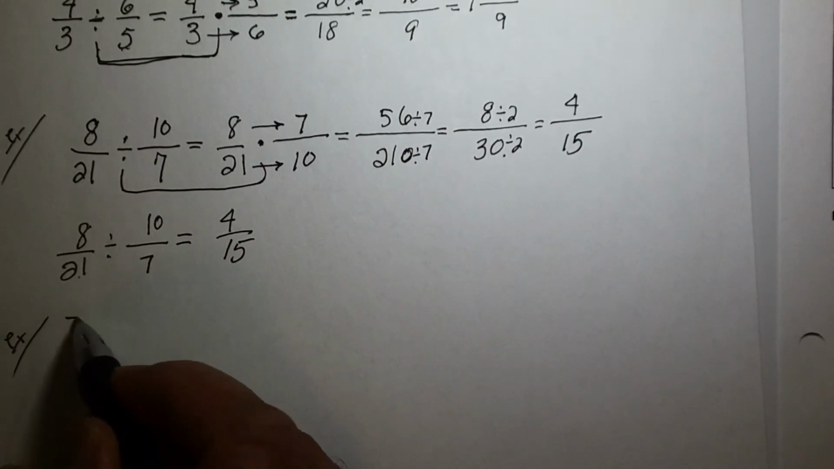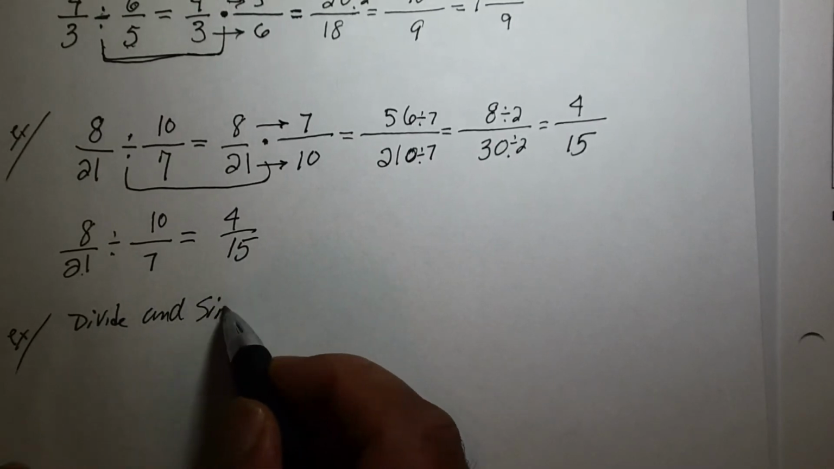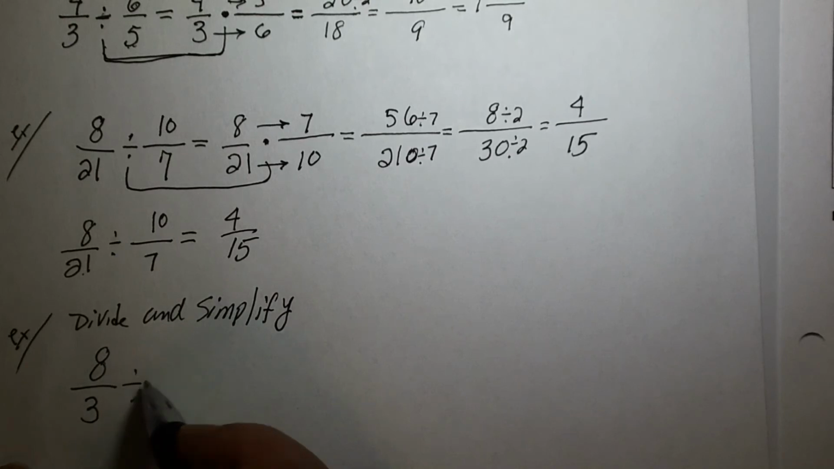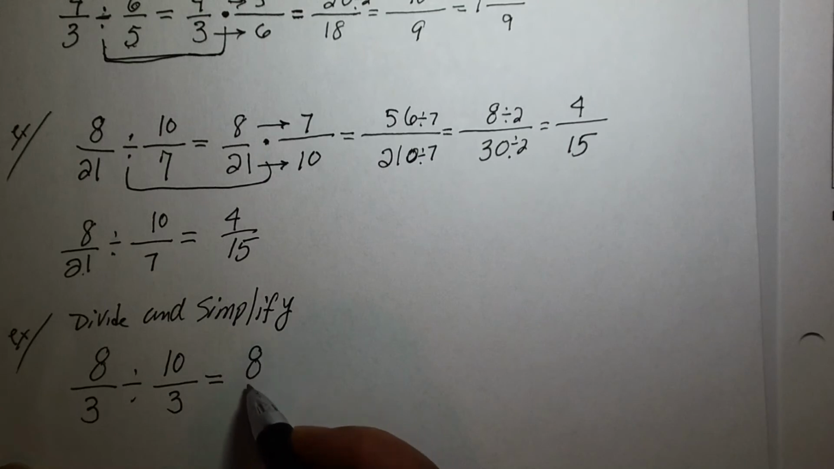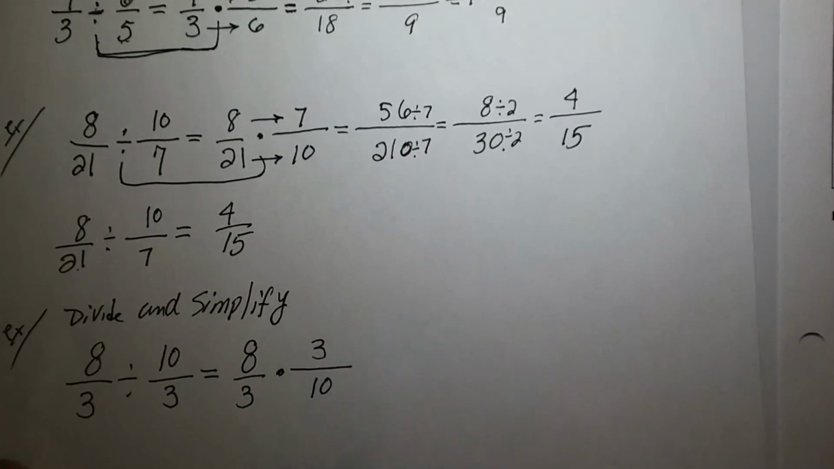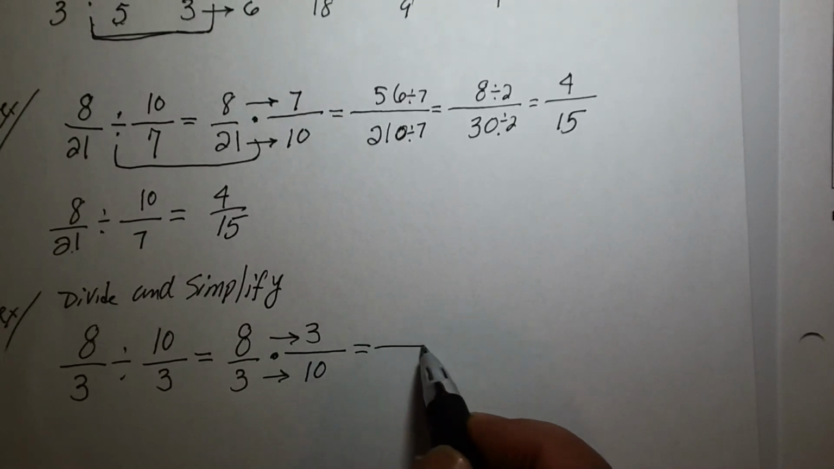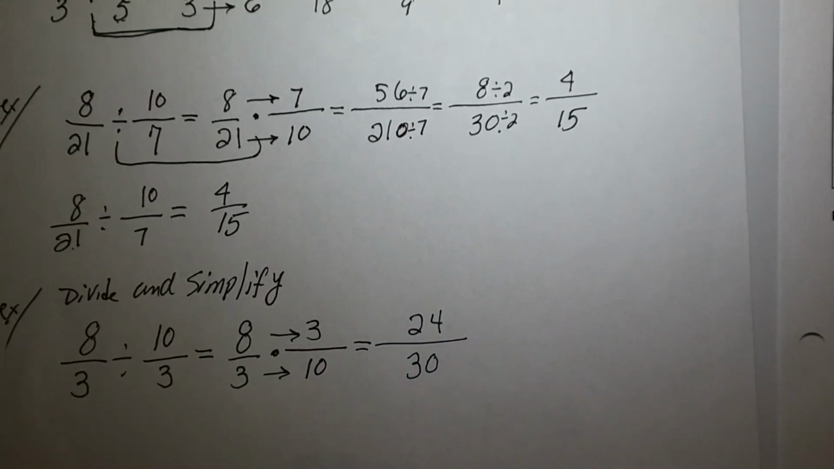Another example, divide and simplify. 8 over 3 divided by 10 over 3. Again, we keep the first fraction. We change the division sign to a multiplication sign. And the reciprocal of the second fraction is 3 over 10. We multiply straight across: 24 over 30.